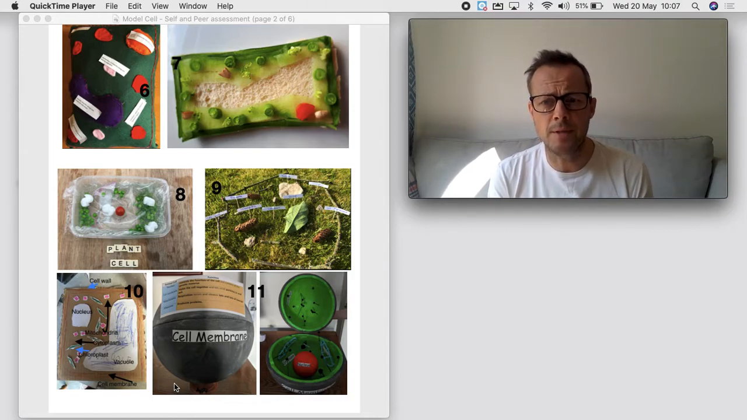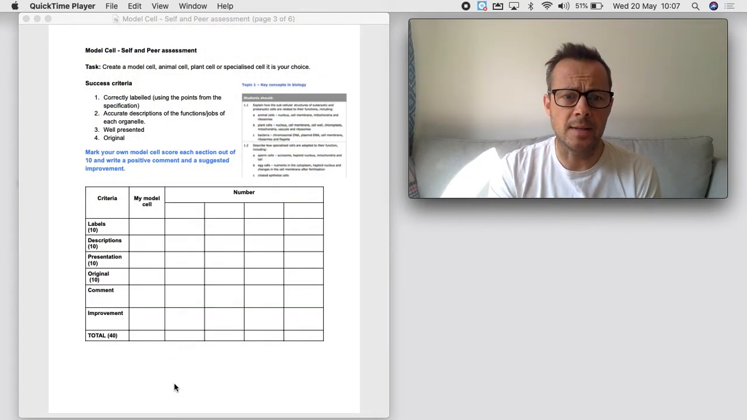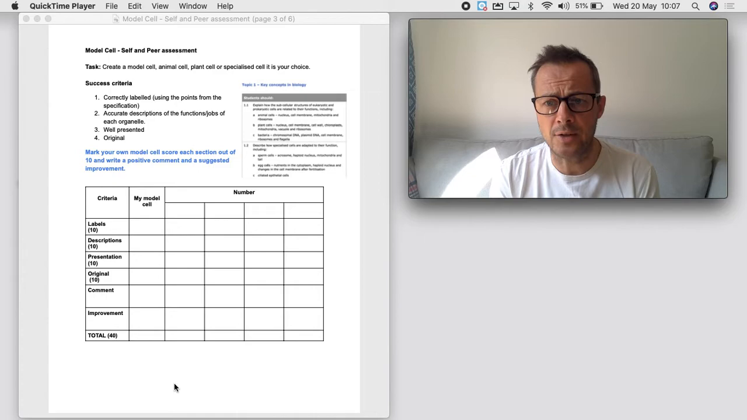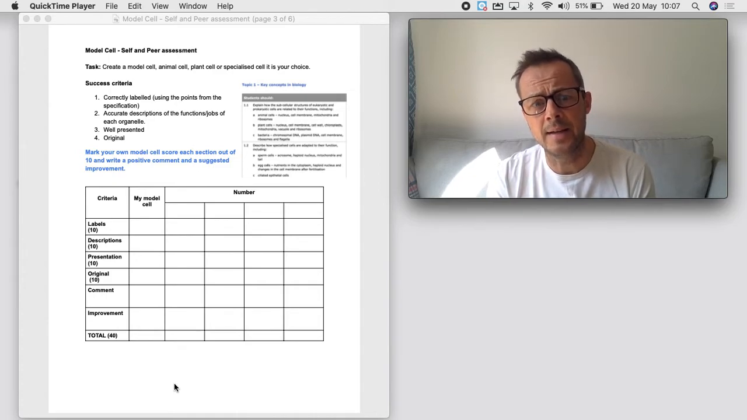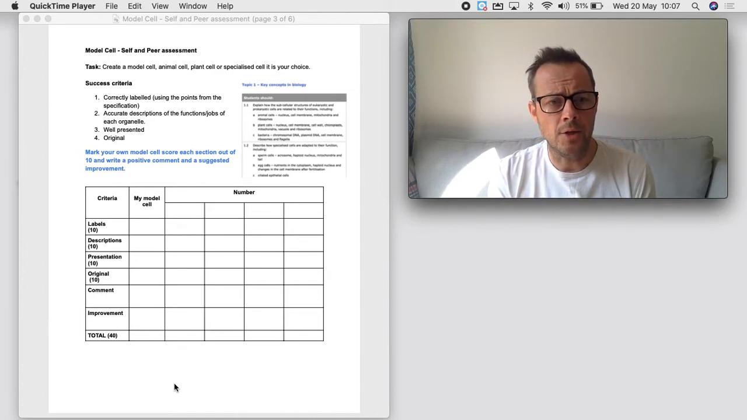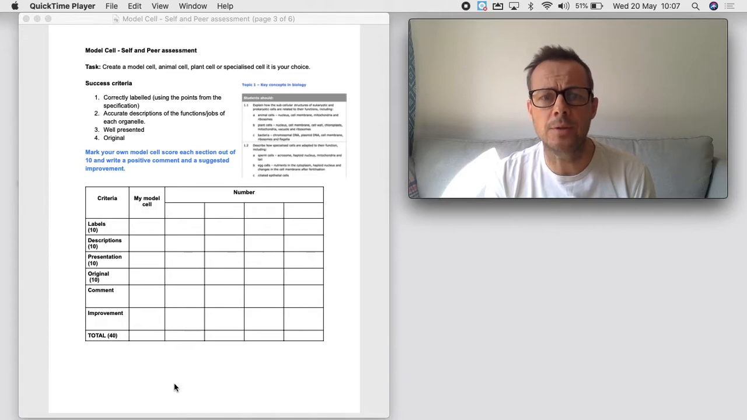But the purpose of today's lesson is to self-assess your work based on the success criteria. So the next slide I'm going to show you is the success criteria. So this is attached to the document. This is what you need to fill in today's lesson. So you can see there were 4 things that we needed to pick out. The first thing is that you've correctly labelled your cell.